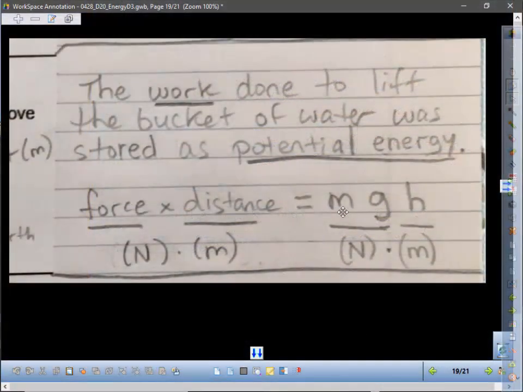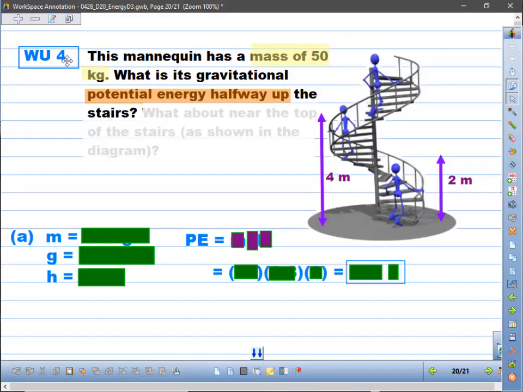Okay, so let's finish up today with a warm-up example of calculating these. So turn your page to a blank page. Warm-up 4. Copy the blue on these. We're going to do 2 examples. This mannequin has a mass of 50 kilograms. And what is the gravitational potential energy halfway up the stairs? When the mannequin goes halfway up the stairs, what's the gravitational potential energy? Then we'll figure out all the way to the top of the stairs.